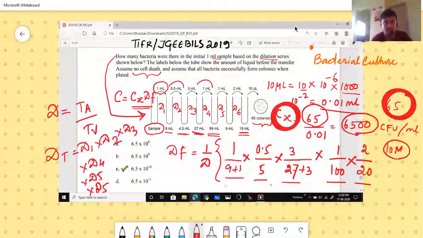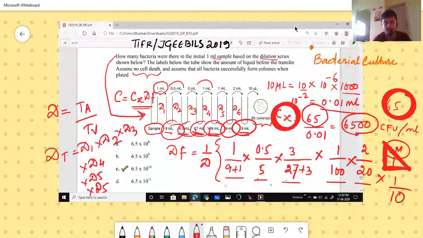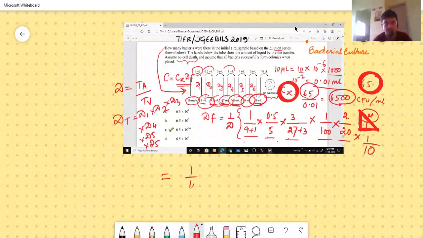1 plus 9, correct? 4.5 plus 0.5, then 27 plus 3, plus 99 plus 1. You have missed this one, 9 ml and 1 ml. So in between it will come, 1 by, so 9 plus 1 equals 10. So we have taken all: 1, 2, 3, 4, 5, 6. Now you take the product of it. If you take the product of it, it will come as 1 by 10 into half by 5.